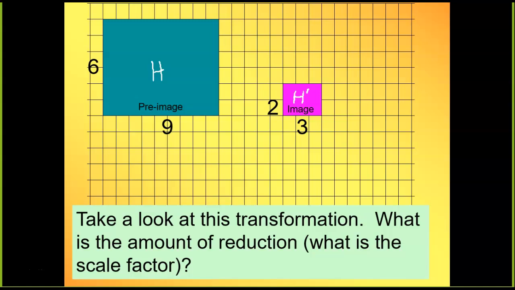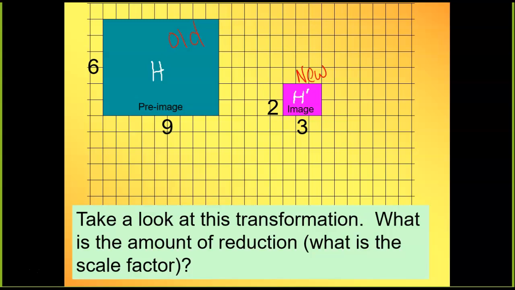All right, next example. Write this in your notes. Which one is the old and which one is the new? The small one's the new. The blue one is the old. So are we getting bigger or are we getting smaller? Smaller. So what do we know about our scale factor? It better be less than 1, right?